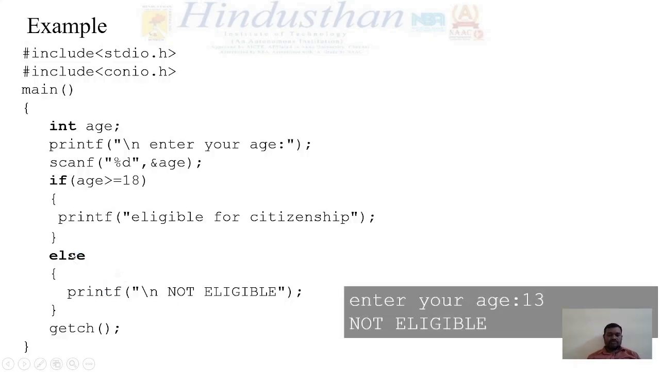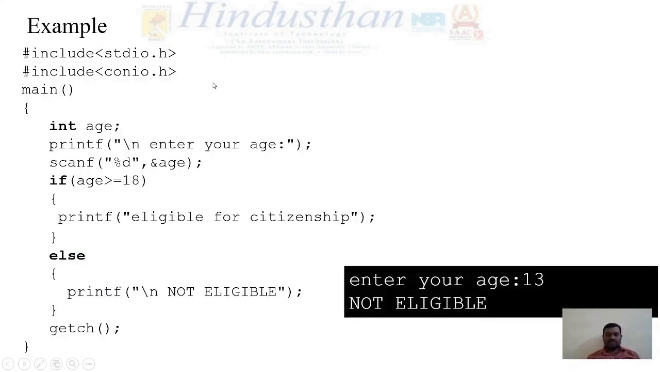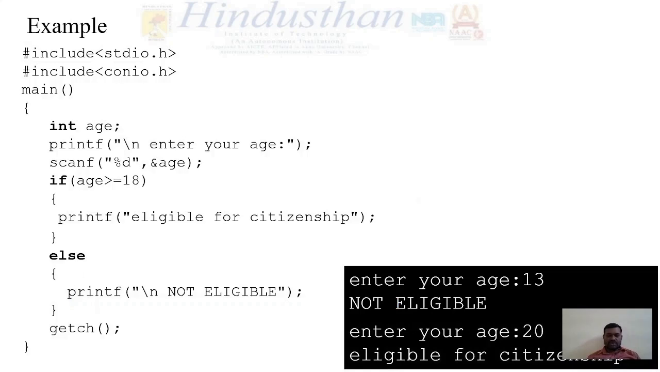Okay, so see the output of this. If I enter 13, the condition is not met in the if statement, so automatically the control flows to the else statement, and the body of the else statement will be printed: not eligible. Okay, this is the output. If I enter 20, the condition will be satisfied, which is greater than or equal to 18, and the body of the if statement will be executed.